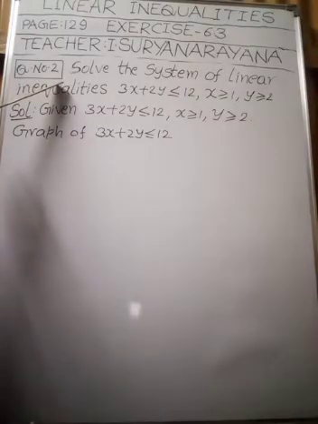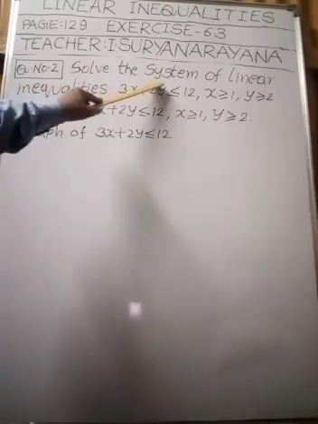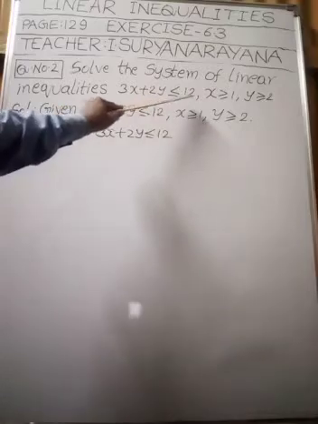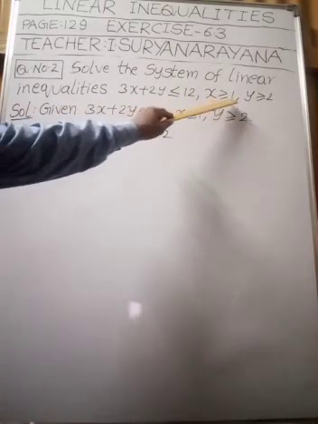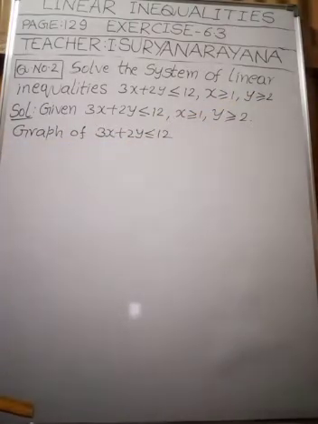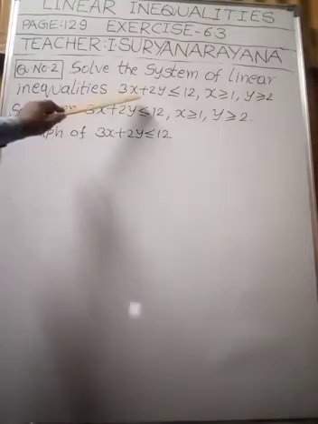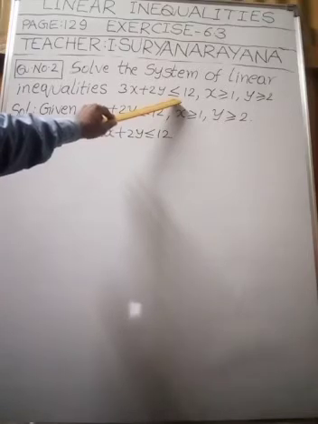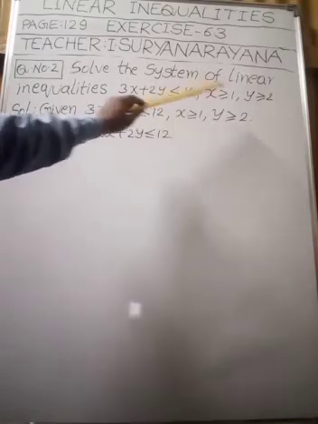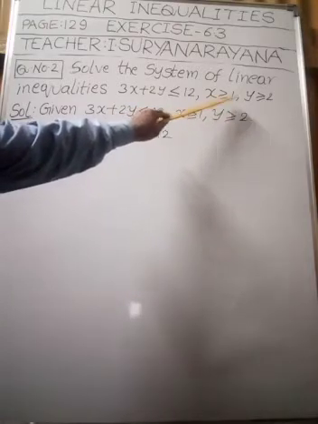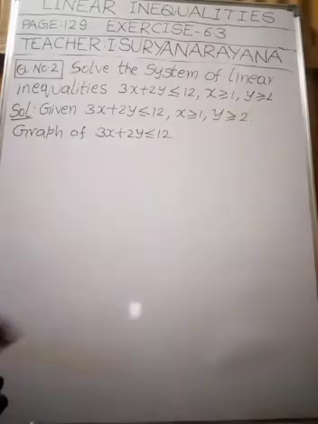That is question number 2. Okay, my children. Solve the system of linear inequalities: 3x plus 2y less than or equal to 12, x greater than or equal to 1, y greater than or equal to 2. Understood this question, my children? How many linear inequalities are given? 3 linear inequalities are given. This is one linear inequality, 3x plus 2y is less than or equal to 12. Second linear inequality is x greater than or equal to 1. And the third linear inequality is y greater than or equal to 2.